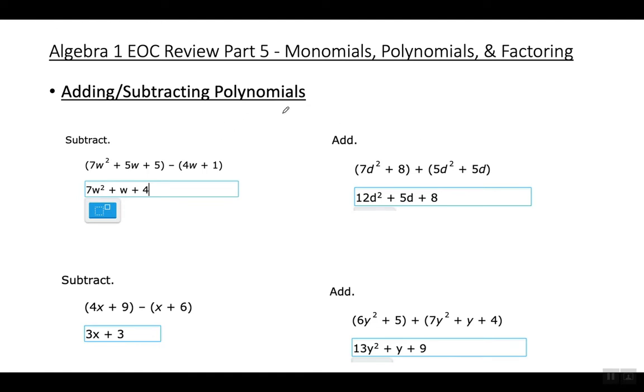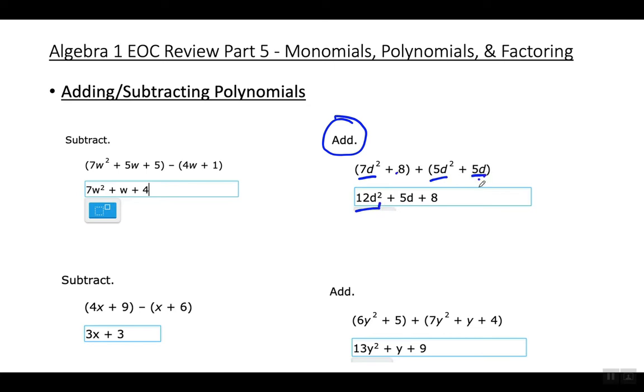All right, so look, I'm not going to spend a lot of time on this. To add and subtract polynomials, all you're doing is combining like terms. First of all, let's look at the addition ones because those are so easy. All you do is combine like terms. So 7d squared plus 5d squared is 12d squared.